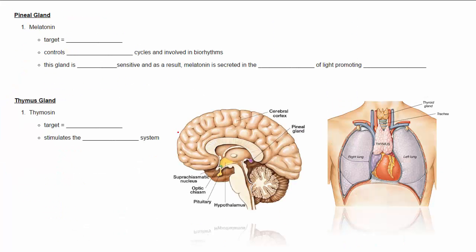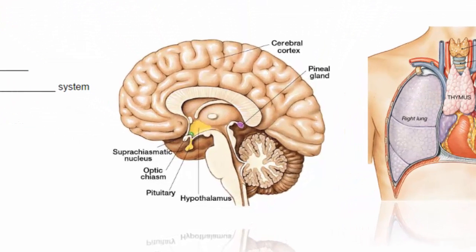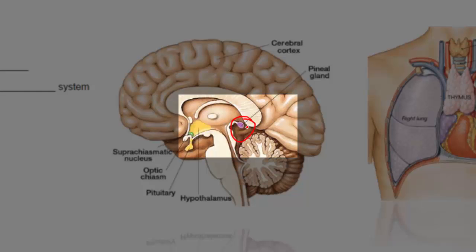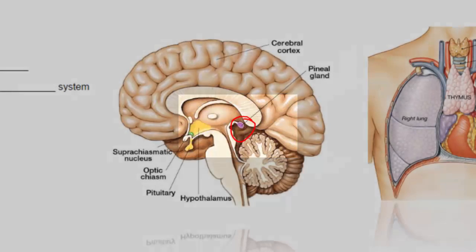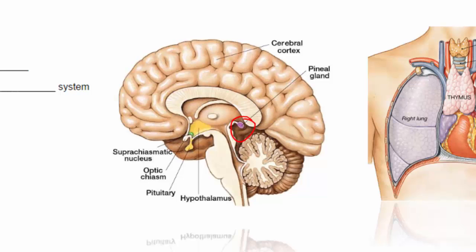Okay. Over to the pineal gland. Melatonin is the major hormone released by the pineal gland. We've seen this gland before in the nervous system. Of course, it's up here in the brain region, and melatonin is the name of the hormone, and it is going to actually target other parts of the brain.